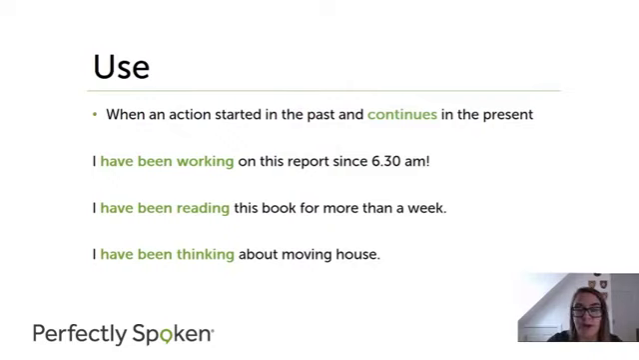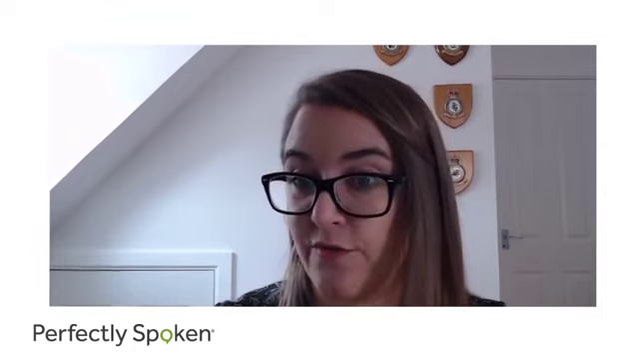Number 2, I have been reading this book for more than a week. Again, you started the book in the past, but you've been reading and the reading continues now. And number 3, I have been thinking about moving house. Again, the thinking started in the past, but it's a continuous process that's carrying on now, so it's not finished yet. Okay.